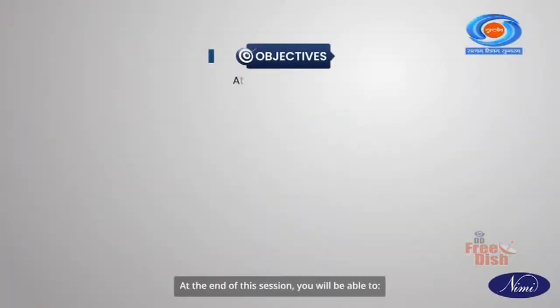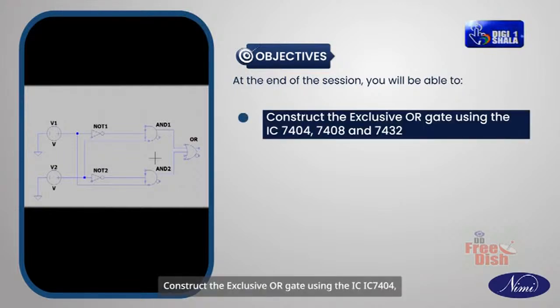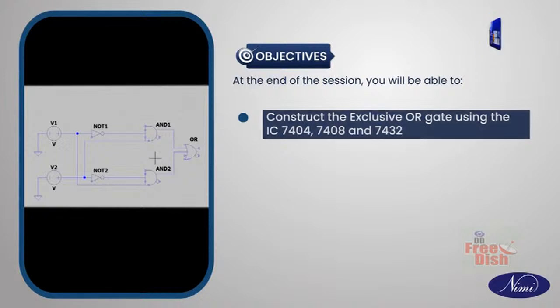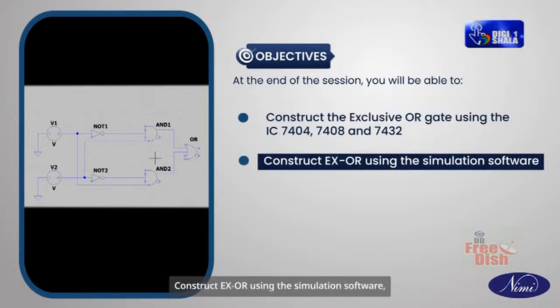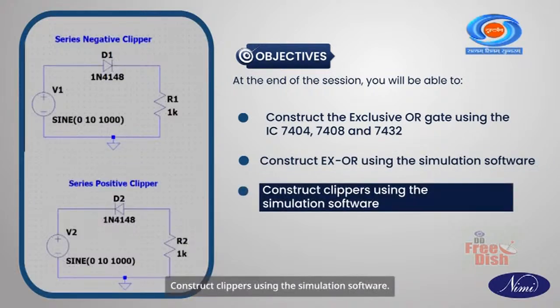Objectives. At the end of this session, you will be able to construct the exclusive OR gate using IC 7404, 7408 and 7432. Construct the XOR gate using the simulation software. Construct clipper using the simulation software.